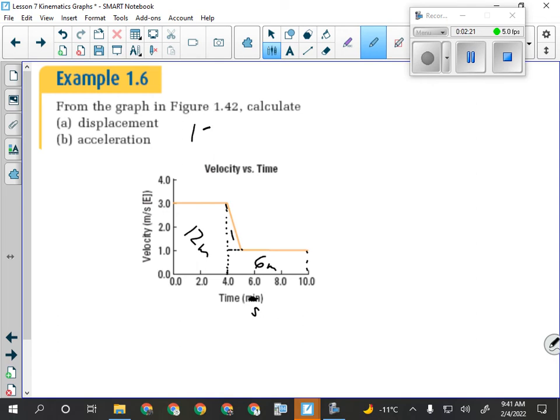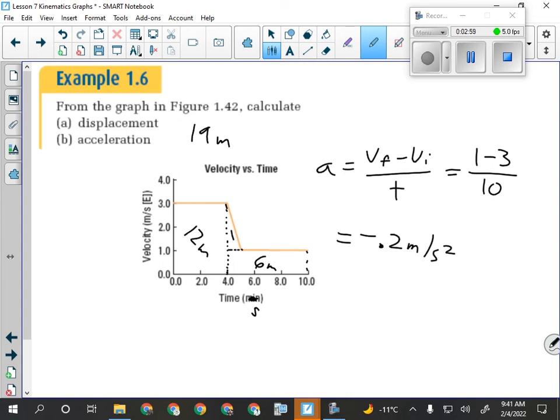In total. Are we all right with what we did there? Now, the acceleration is quite a bit easier. It's not a constant acceleration because there are 2 parts where it travels at a constant velocity. So we just use this formula. We can't use y equals mx plus b because it isn't one single function. So all we have to do is go 1 minus 3 over 10 seconds. So we got negative 2 over 10. So our average acceleration is negative 0.2 meters per second squared.